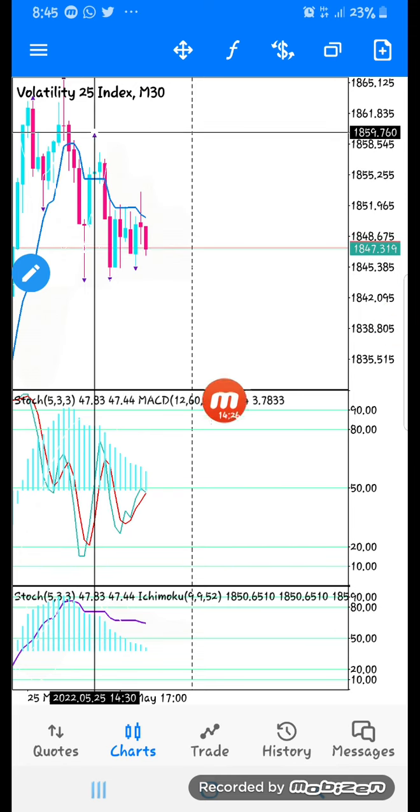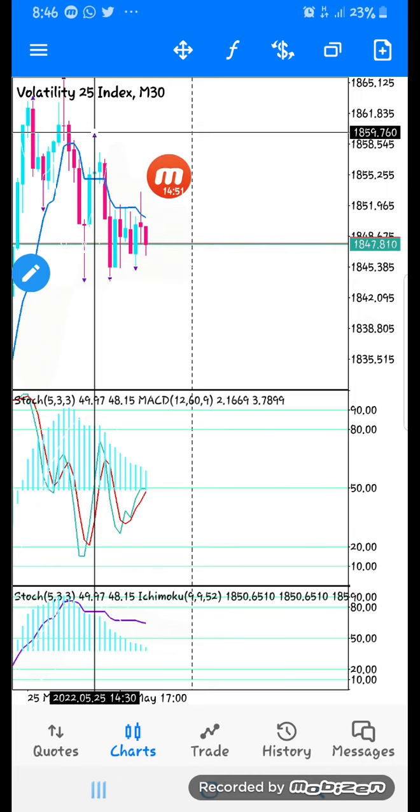Because as it is now, I think it might continue going downward. After a while, it might consolidate a little bit and then continue going downward, except this Ichimoku comes down here and then breaks, and then the candlestick breaks this Ichimoku and starts going upward.